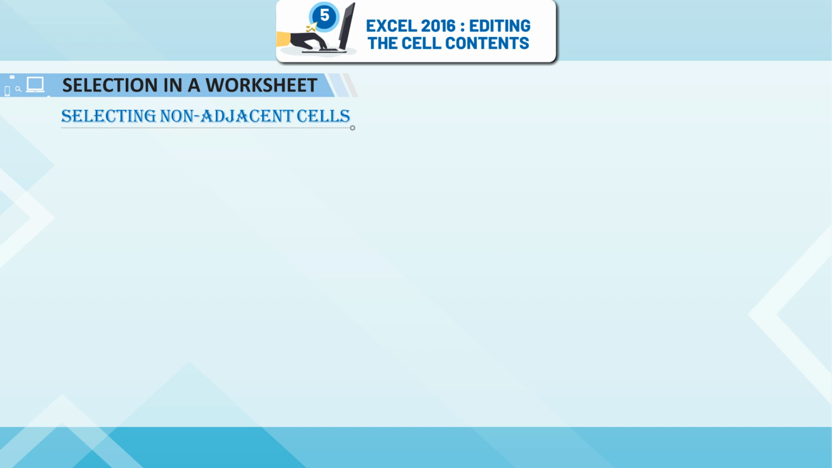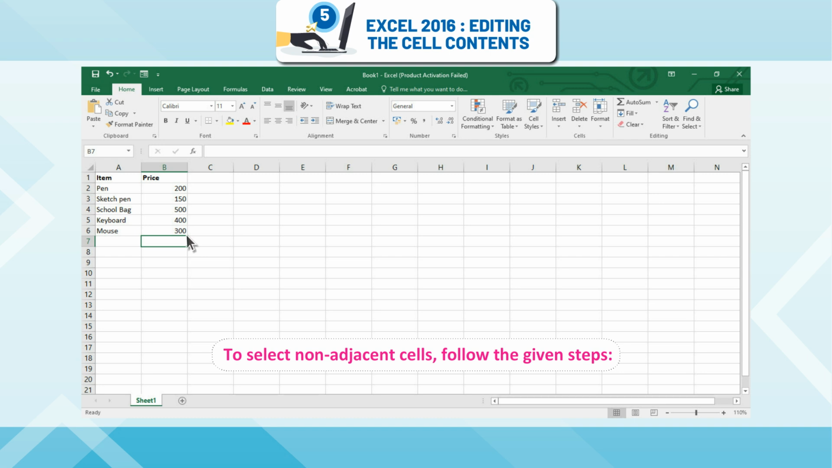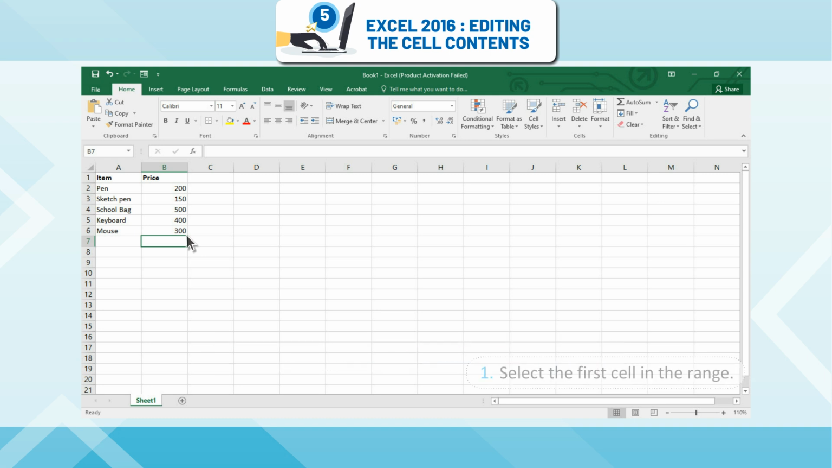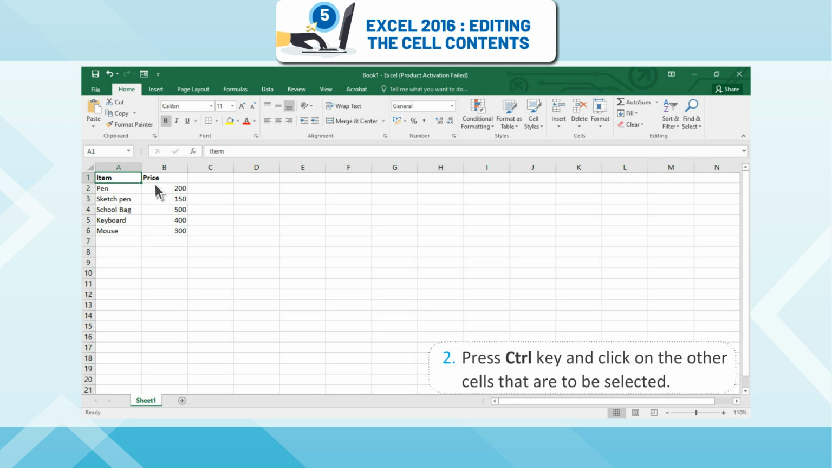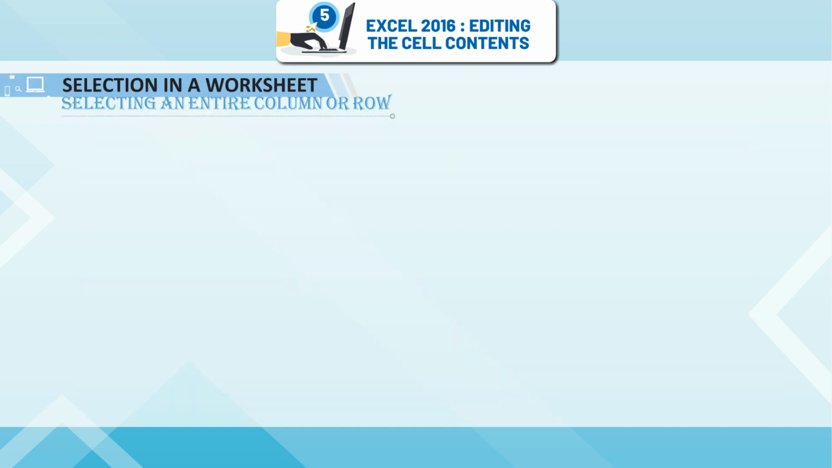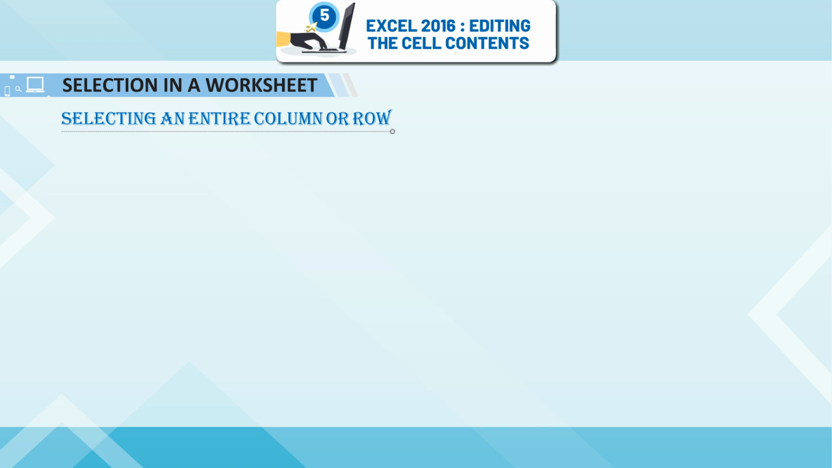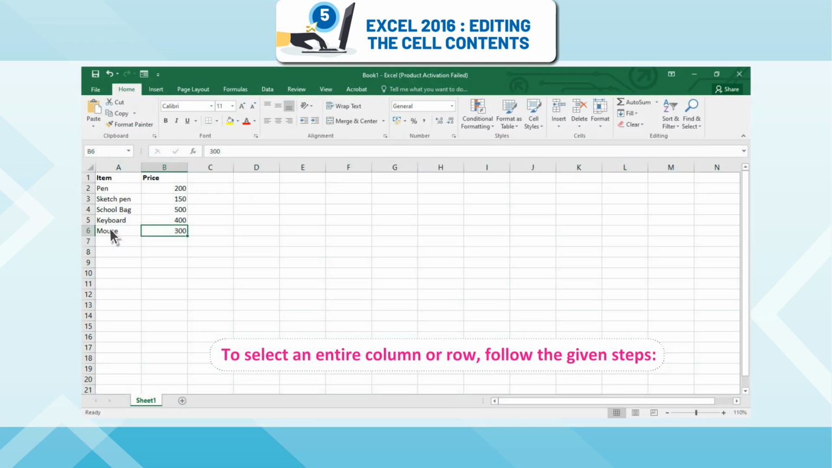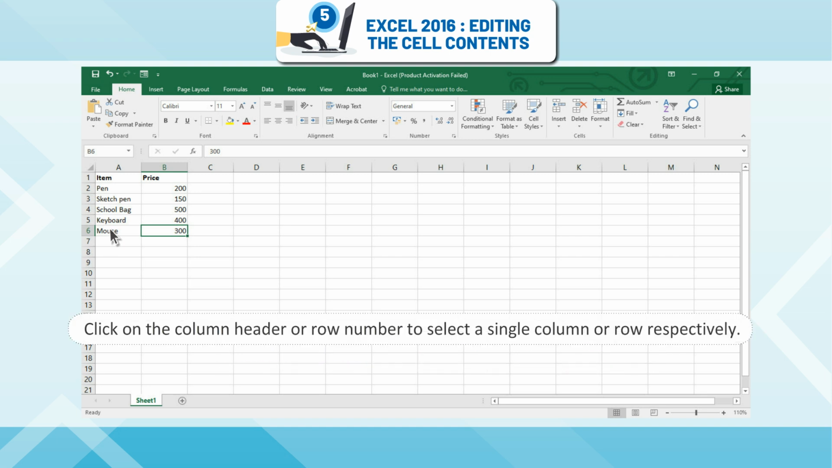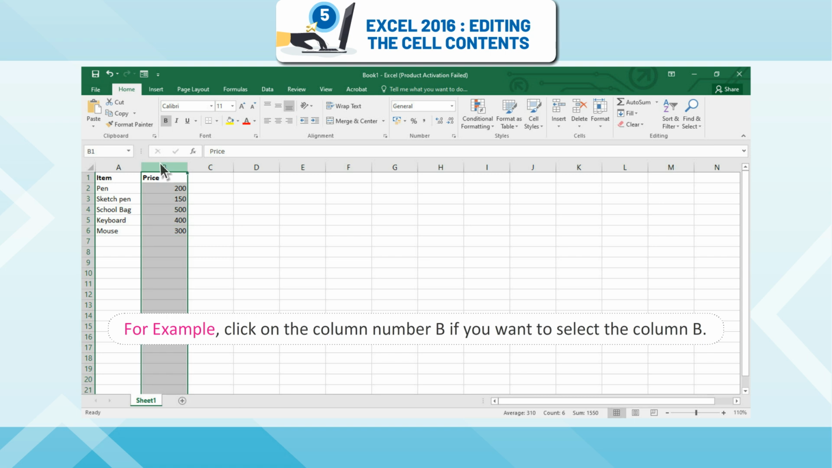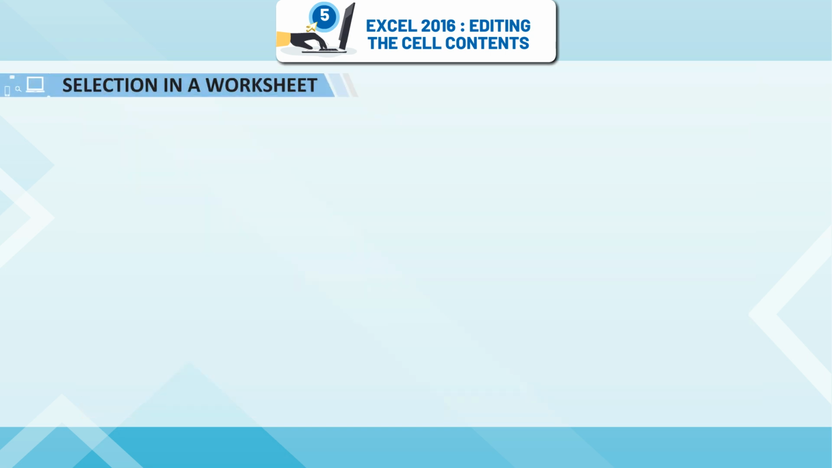Selecting non-adjacent cells. To select non-adjacent cells, follow the given steps. 1. Select the first cell in the range. 2. Press the Ctrl key and click on the other cells that are to be selected. Selecting an entire column or row. To select an entire column or row, follow the given steps. Click on the column header or row number to select a single column or row respectively. For example, click on the column letter B if you want to select the column B.